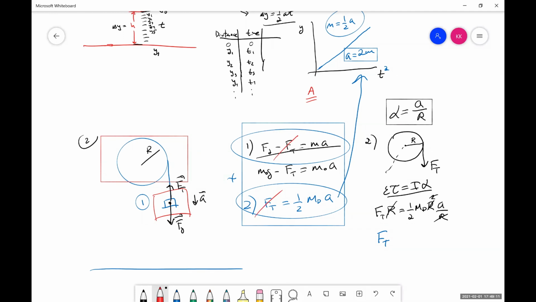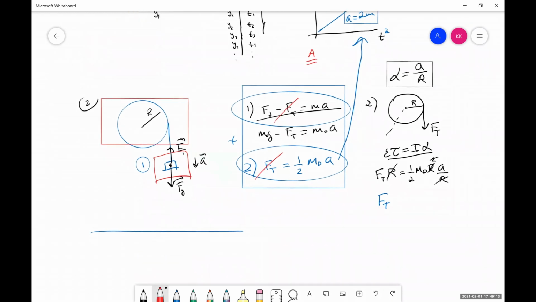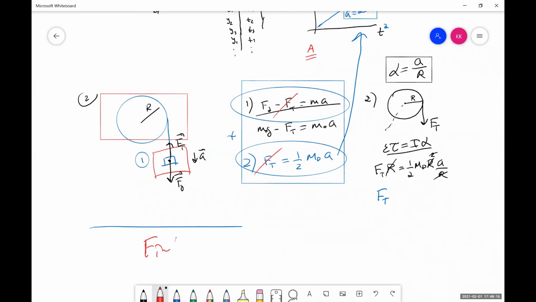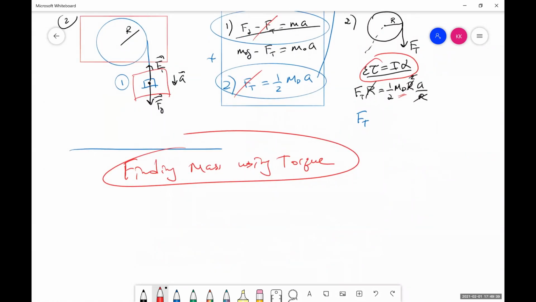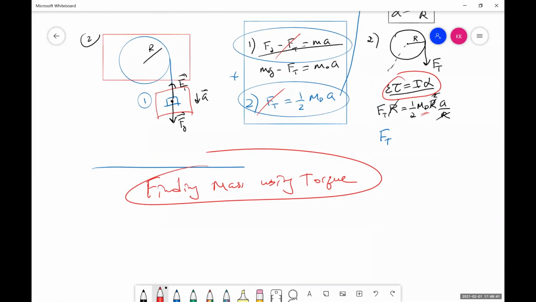So this is basically finding mass using torque. This is how you find mass using torque, because this equation, net torque equals I alpha, allowed us to find the mass of the disk. All right, so any questions on this, guys?